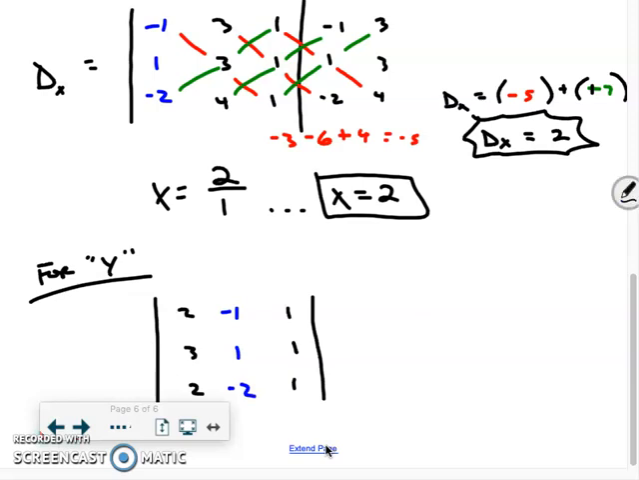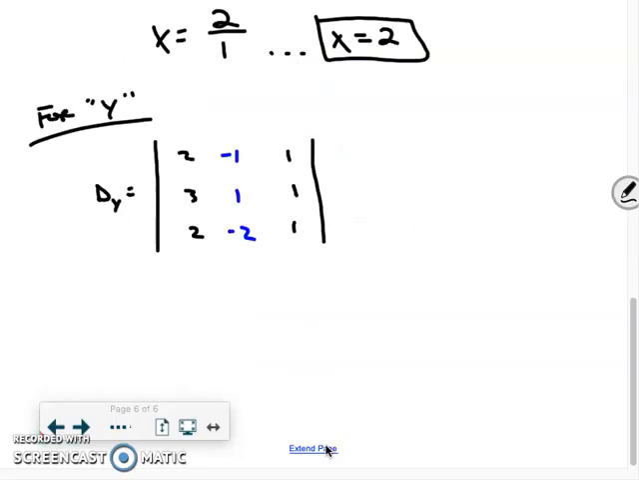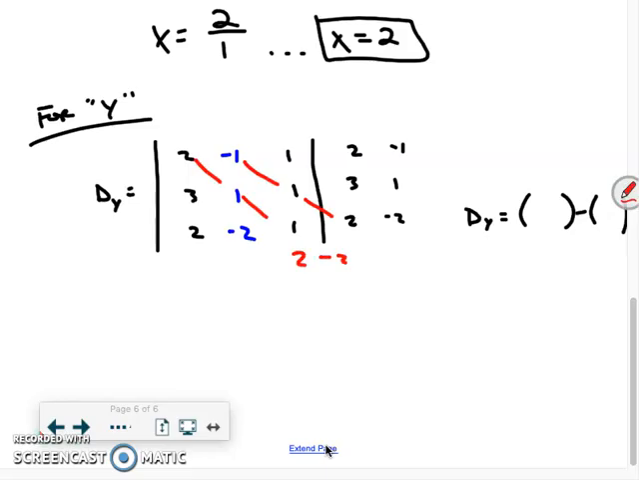So now that I have this new matrix, if I find its determinant, that's going to be the value we refer to as dy. The way we calculate the determinants, again, we copy the first two columns over, and now our value of dy is going to be equivalent to the downs minus the ups. So multiplying down, 2 times 1 times 1 is 2, -1 times 1 times 2 is -2, 1 times 3 times -2 is -6. So the sum of the downs is going to be -6.